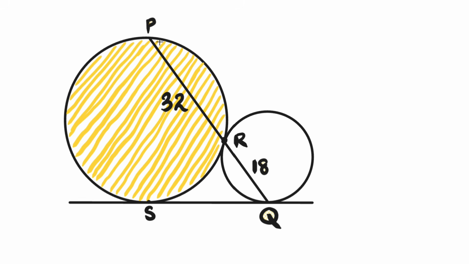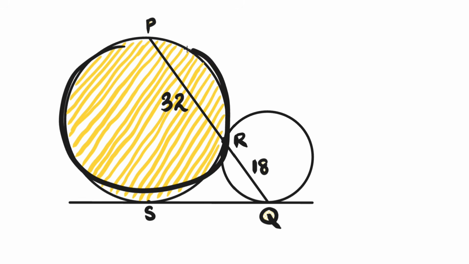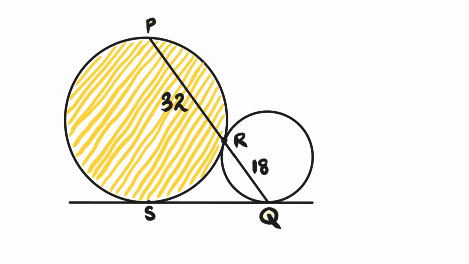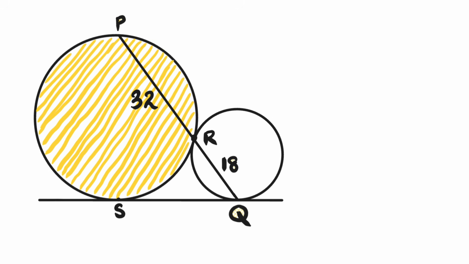We are told that PR is 32 units and RQ is 18 units, and our goal is to find the area of the larger circle. So let's work through this carefully, step by step, because the main trick in this problem is not the final area formula. It is discovering the diameter of the larger circle.